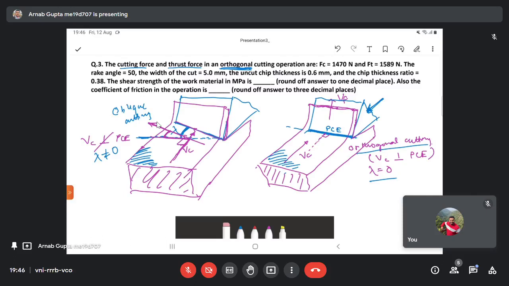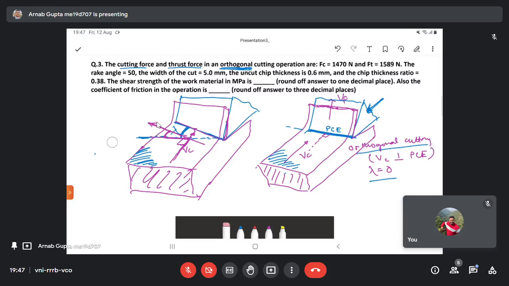In case of the normal rake system, we define one normal plane which is perpendicular to the cutting edge. There, if lambda is not equal to 0, then there will be a variation in the forces. The forces for lambda equal to 0 will be different from the forces for lambda not equal to 0. Accordingly, we make the transformation. I'm not going into that depth.